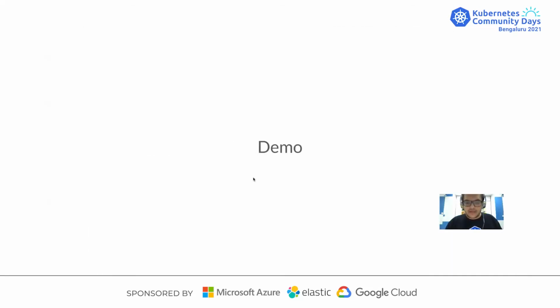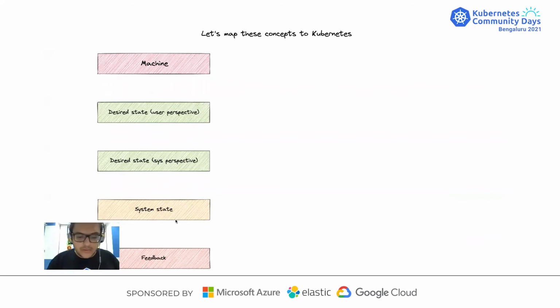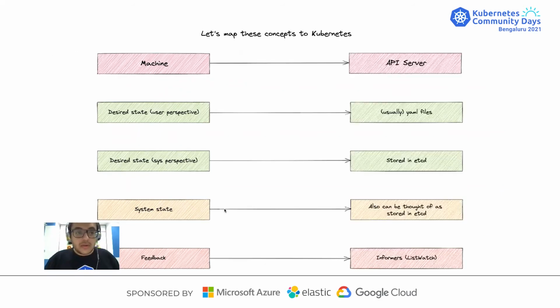So coming back to this, let's try to map these concepts to Kubernetes. So the machine is the API server. The desired state, which from a user's perspective is usually described in terms of YAML files. The desired state from the system's perspective is usually stored in etcd, which is the backing key value store of Kubernetes. The system state can also be thought of as stored in etcd.